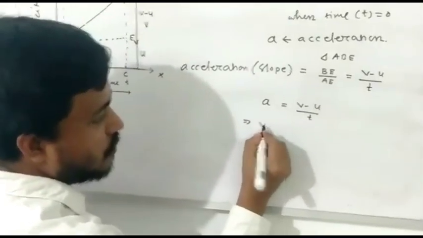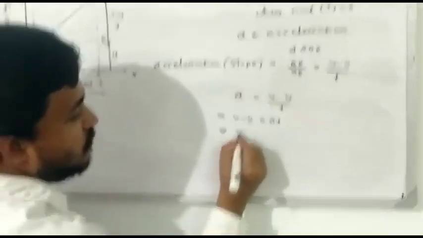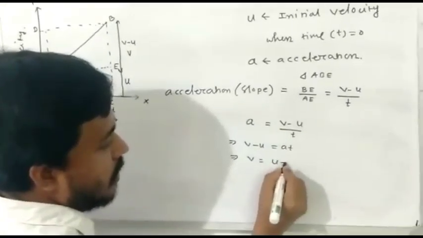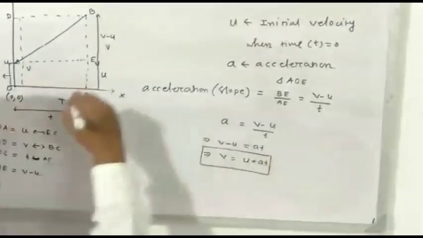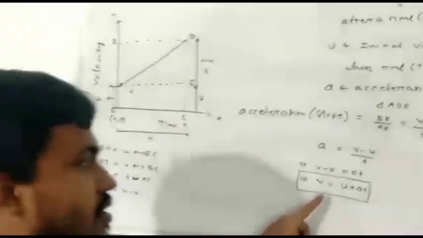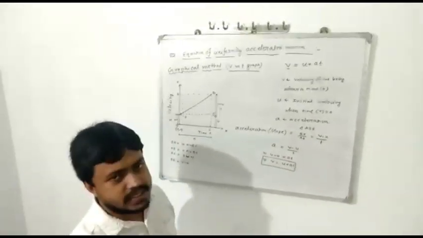Now students, cross multiplication: V minus U equals AT. So finally V equals U plus AT. So this equation you can prove by the graphical method. This is the first equation of motion, also called the velocity time relation, V equals U plus AT.